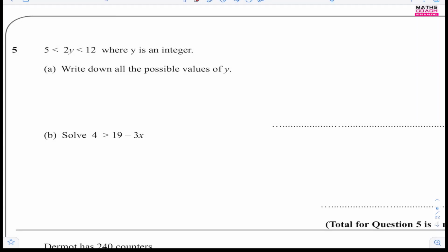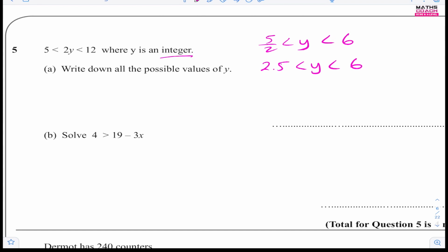Question 5, we have an inequality where y is an integer. Write down all the possible values of y. Now you can see on your inequality that we have 2y. We just want y. So how do we do that? We are going to divide by 2. So 5 divided by 2 and 12 divided by 2, which is 6. 5 divided by 2 is 2.5, and we have y is greater than 2.5 and less than 6.